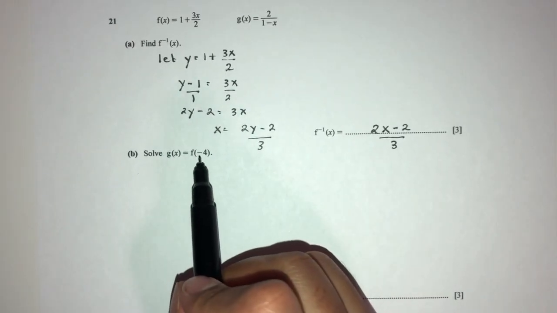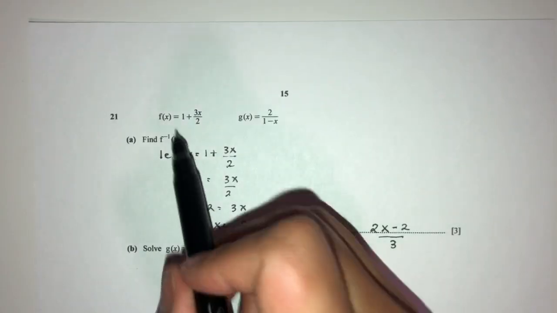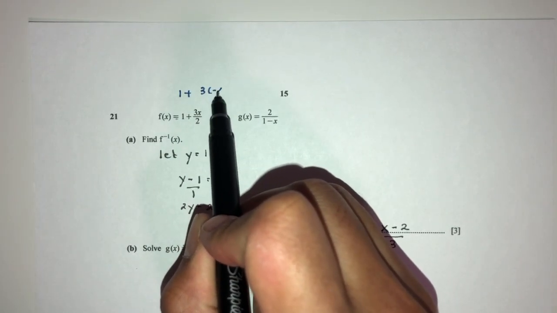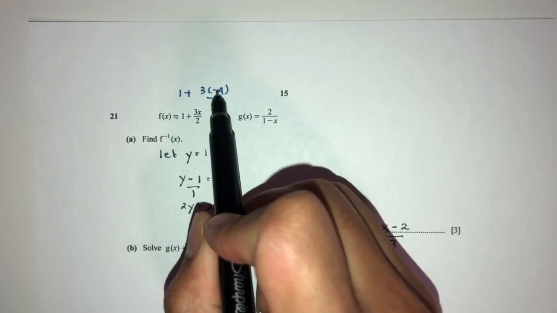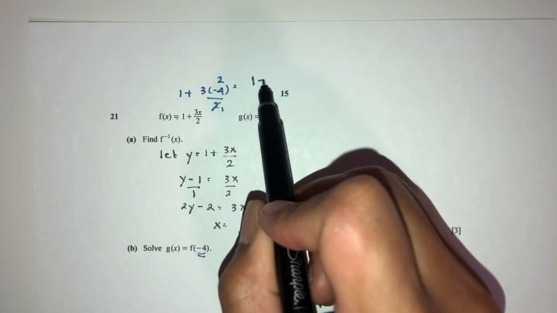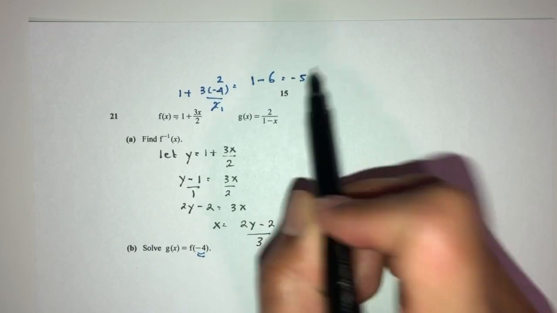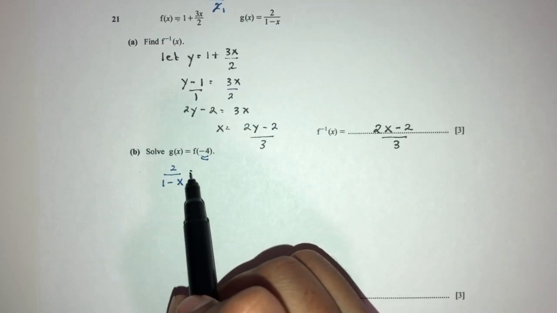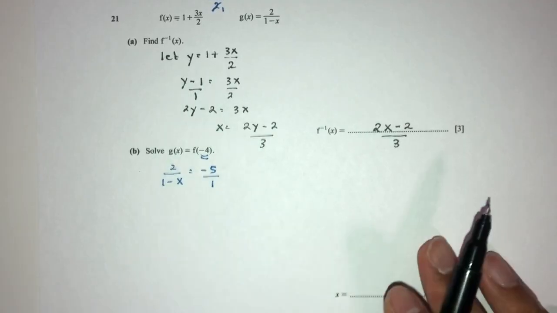First, replace the value of minus 4 into f. So we'll have 1 plus 3 times minus 4 over 2. Divide by 2, you will have minus 2. That will be 1 minus 6, which is minus 5. So g of x is 2 over 1 minus x, equal to minus 5. We have to solve this equation.